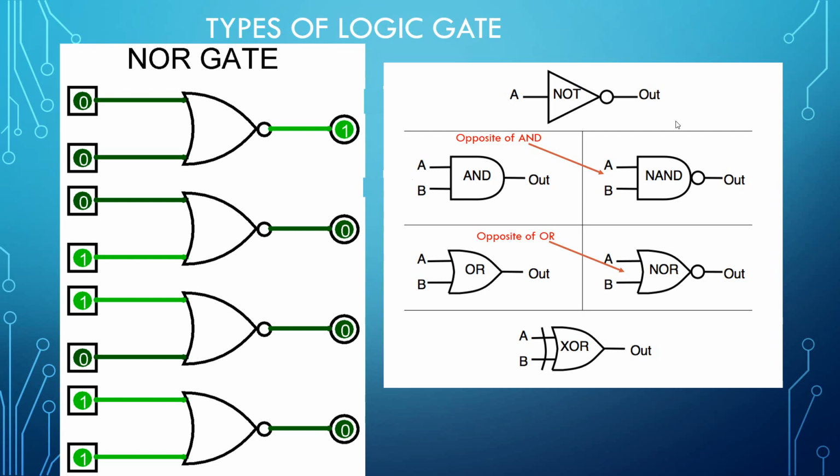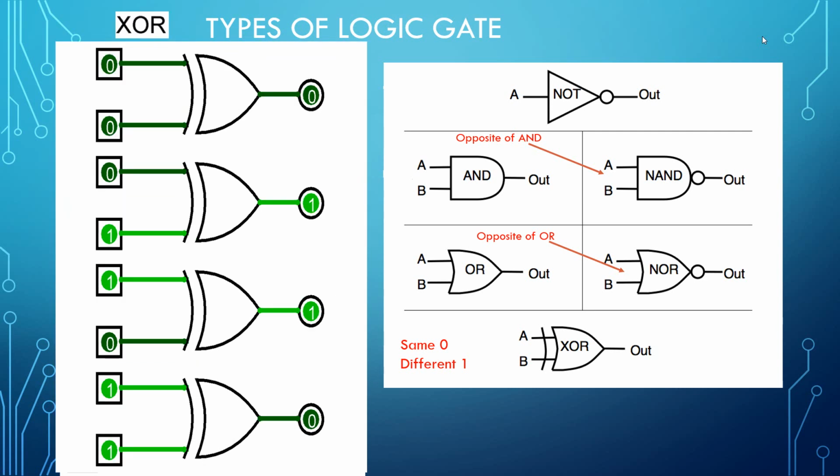Before starting with the next gate, which is XOR, remember one thing: same 0, different 1. That means if you have same inputs, you will be getting a 0. If you have different inputs, you will get a 1. So if you enter 0 and 0, you will get a 0. If you input 1 and 1, you will get a 0. But if the input is 0 and 1, or 1 and 0, you will get 1. So an easy way to remember: same 0, different 1.